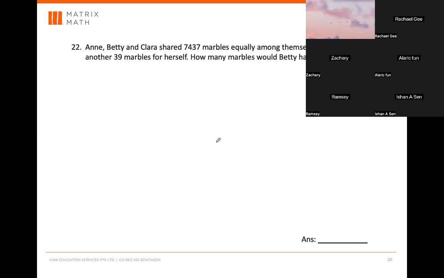22, Betty and Clara shared 7,437 marbles equally among themselves. So Betty bought another 39 marbles for herself. How many marbles would Betty have in the end? Okay, so they shared it among themselves equally, meaning that we would use 7,437 divided by the number of girls here. So that's total 3, so you divide by 3.